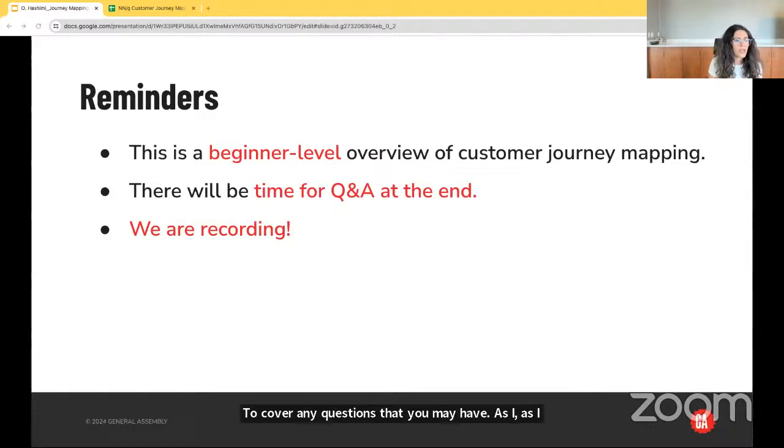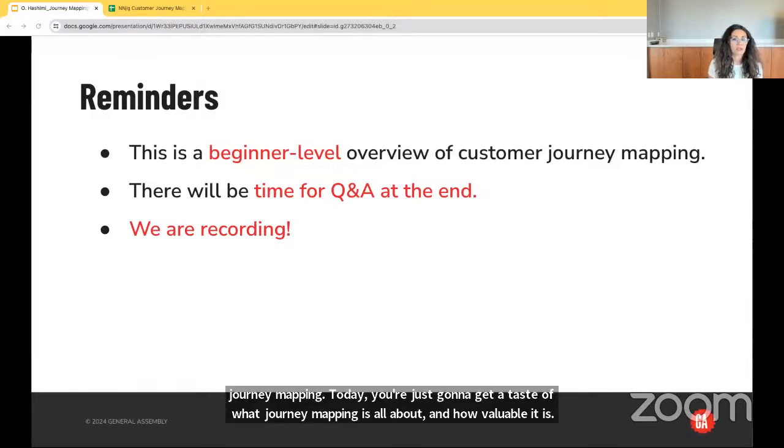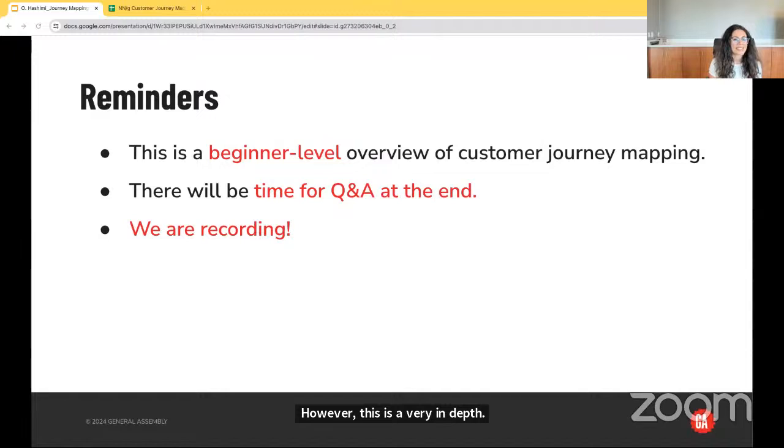So just a reminder, this is a beginner level overview of customer journey mapping. Today, you're just going to get a taste of what journey mapping is all about and how valuable it is. However, this is a very in-depth activity for design teams that can take up to several hours. So like I said, today you are getting a taste of what customer journey mapping is. And then also we'll be recording, so you'll have access to this recording on YouTube.